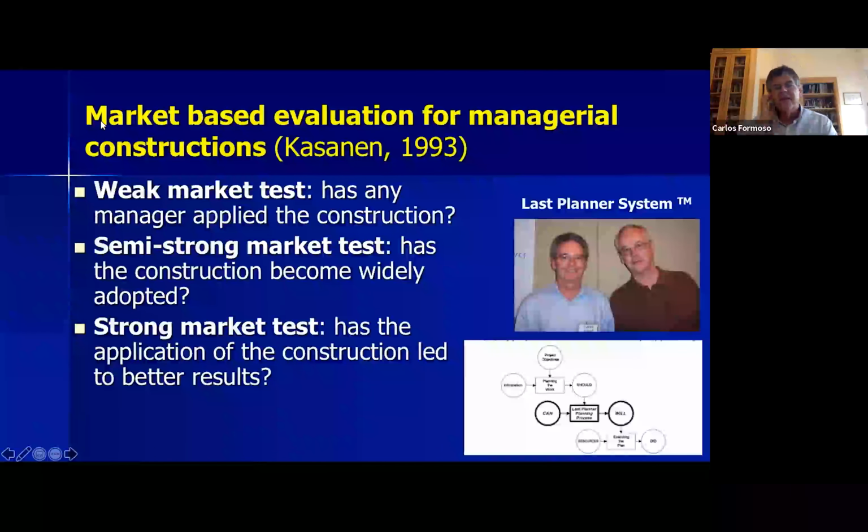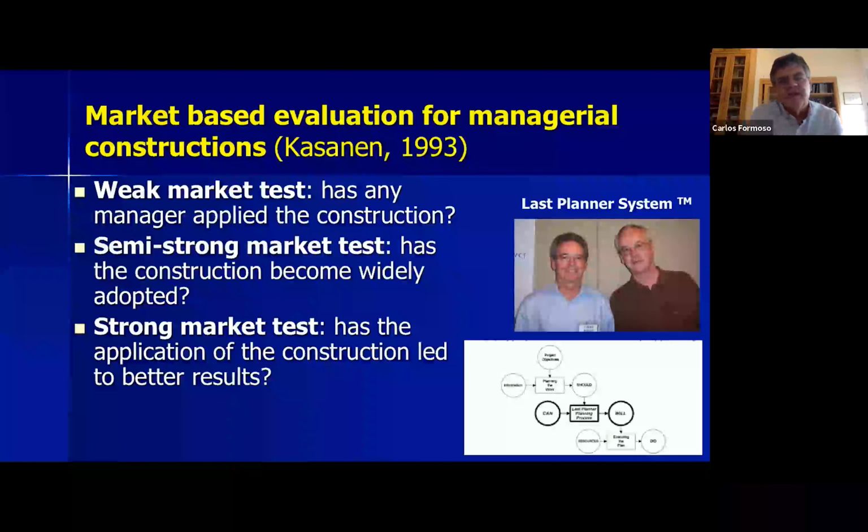There is a very interesting paper by a Finnish researcher, and they talk about market tests of artifacts in design science research. His name is Kasanen, and he classified market tests in three categories. First one, what he calls a weak market test.